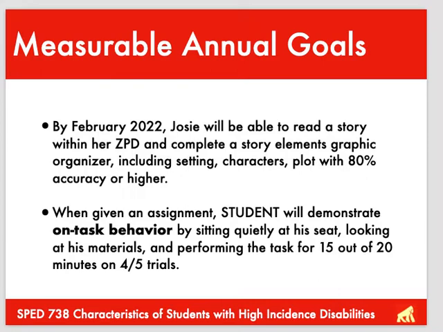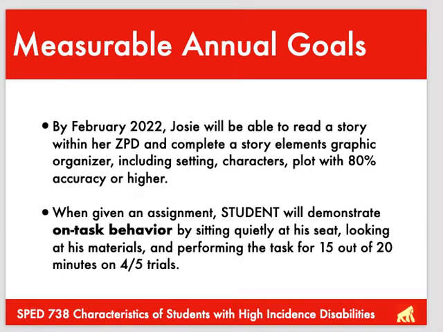Okay, the second goal that we have here is for a behavior. So when given an assignment, student will demonstrate on-task behavior by sitting quietly at his seat, looking at his materials, and performing the task for 15 out of 20 minutes on 4 out of 5 trials. So you can see in this goal, there's a couple things that are going to guide how we're doing this. We've got the expectation, right? Sitting quietly in a seat, looking at the materials, performing the task. And then it gives us information on how we are going to track it.